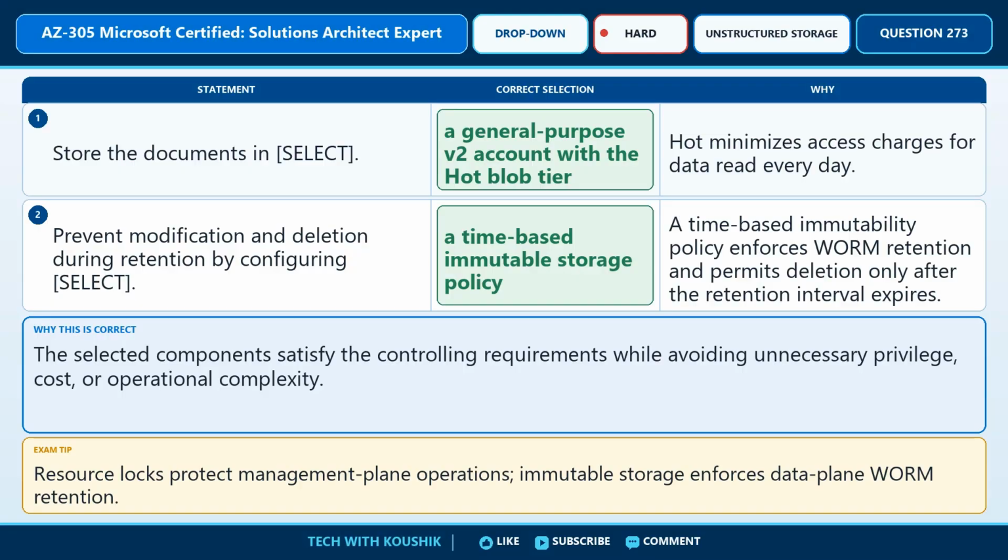For Statement 1, select a general purpose v2 account with the hot blob tier. Hot minimizes access charges for data read every day. For Statement 2, select a time-based immutable storage policy. A time-based immutability policy enforces WORM retention and permits deletion only after the retention interval expires. Exam tip. Resource locks protect management plane operations. Immutable storage enforces data plane WORM retention.